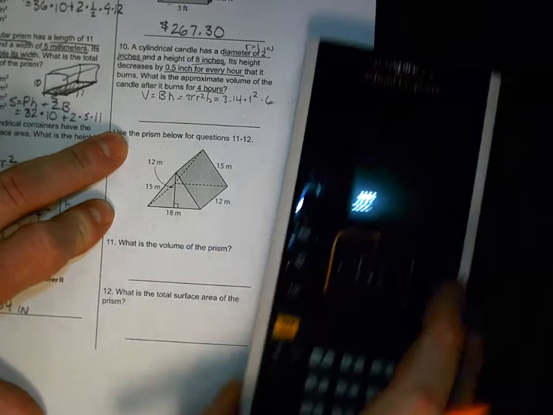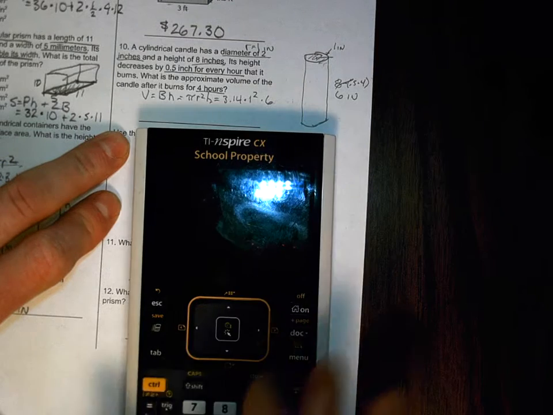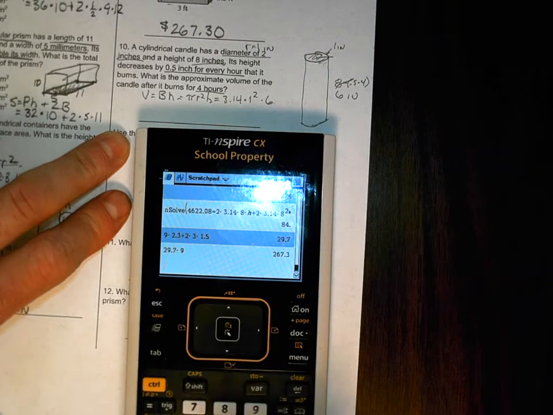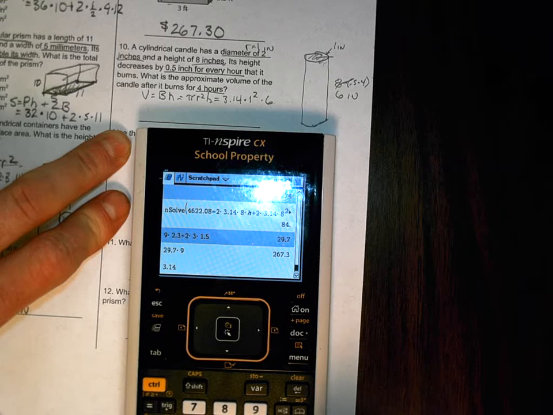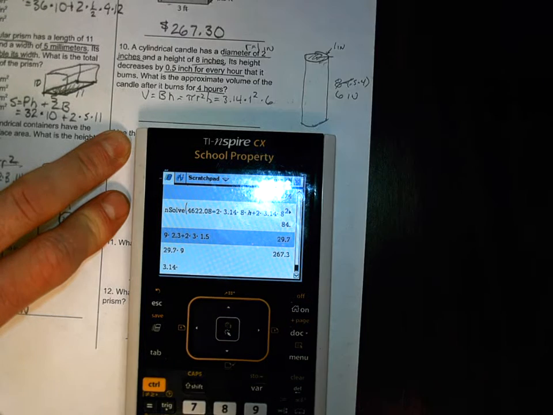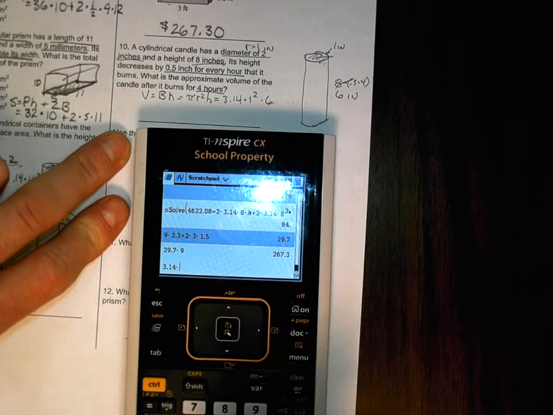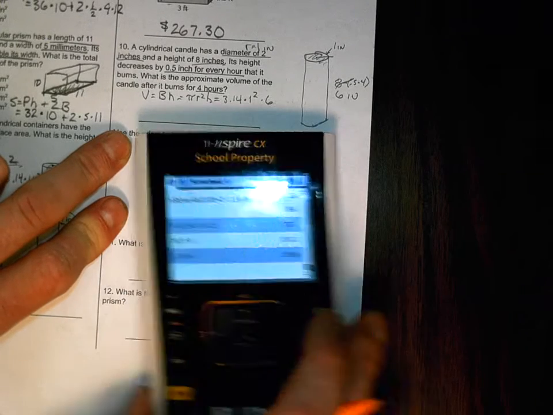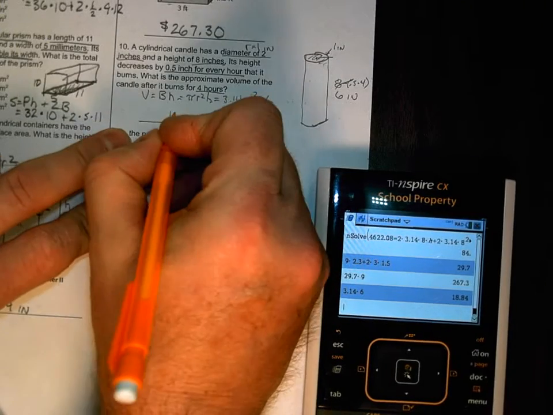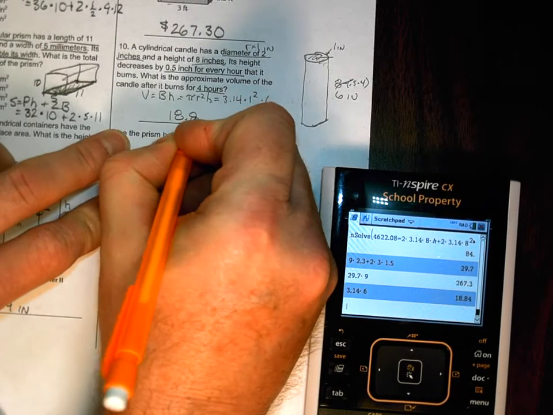So here goes my handy-dandy calculator. Is somebody standing by? I'll just let him stand there. 3.14 times, I'm not even going to put 1 squared in there because 1 to any power is 1. So times 6, and I end up with a volume of 18.84 inches cubed.